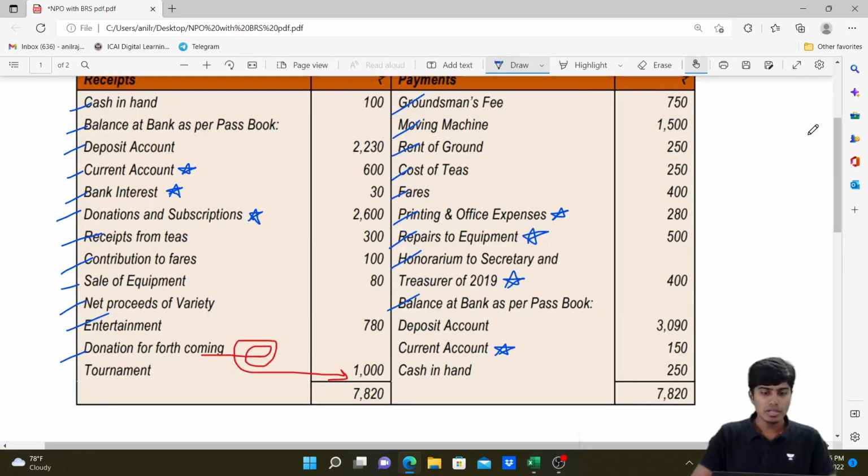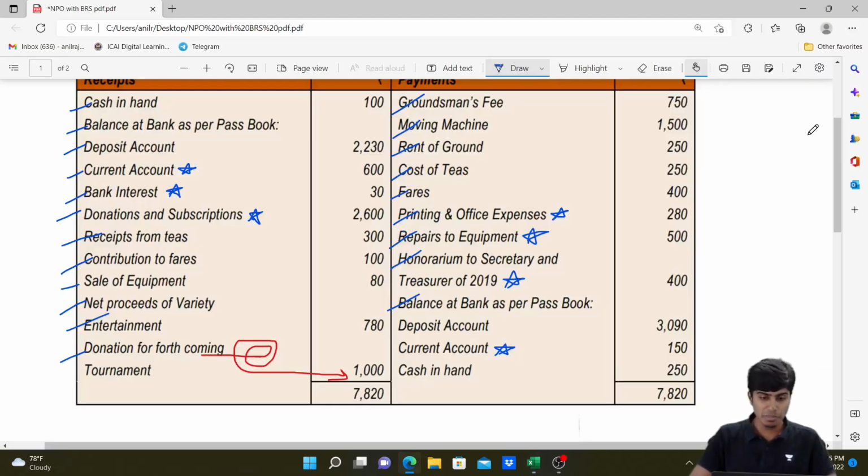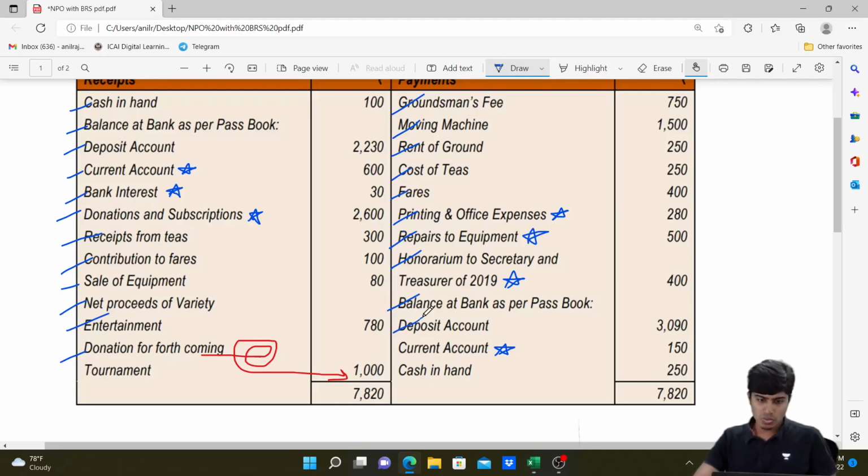Firstly, deposit account. Deposit account is 3090. No problem whatsoever. Then we have current account. Balance is as per passbook, which is 150. We'll later adjust this for our unpresented checks and then identify our balance as per cash. So right now, just keep it in the inner column. So these two are done.